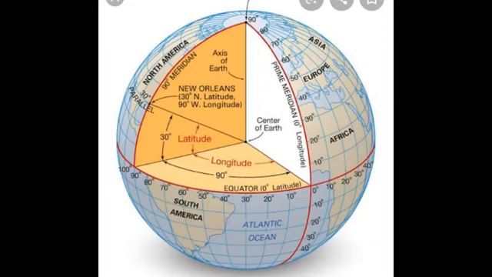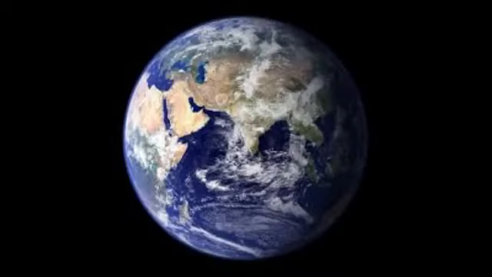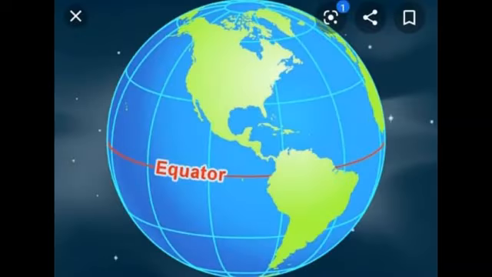Now come to the next topic, which is longitude and latitude. Before studying about longitude and latitude, you should know about Earth. As you know, Earth is a sphere and there are no lines on the planet Earth. We have drawn some imaginary lines on the planet Earth.